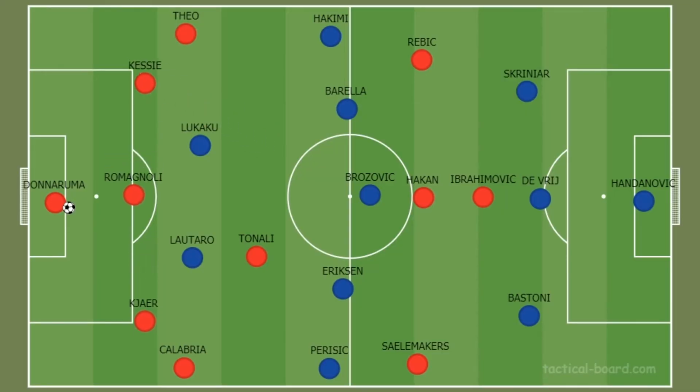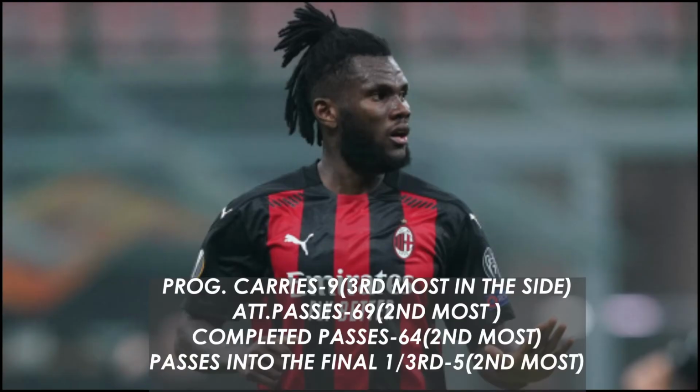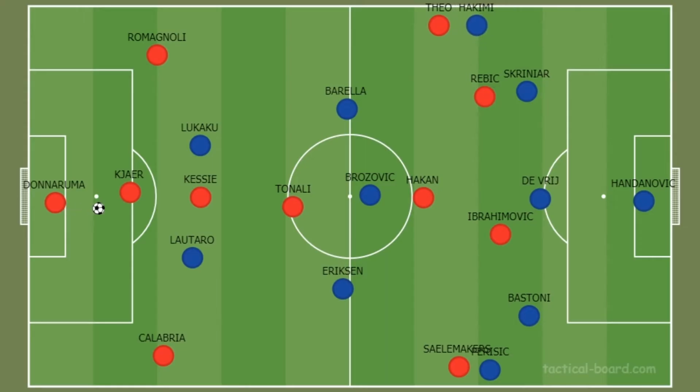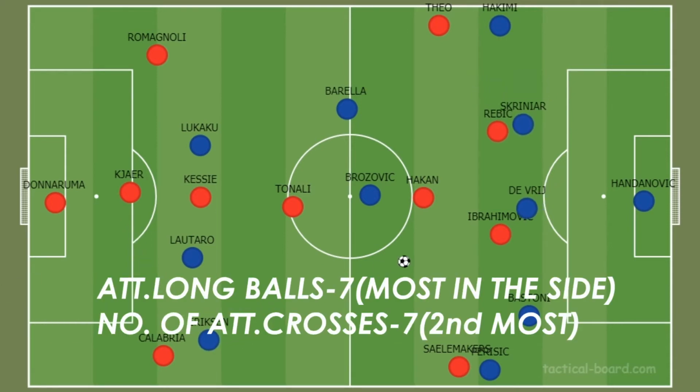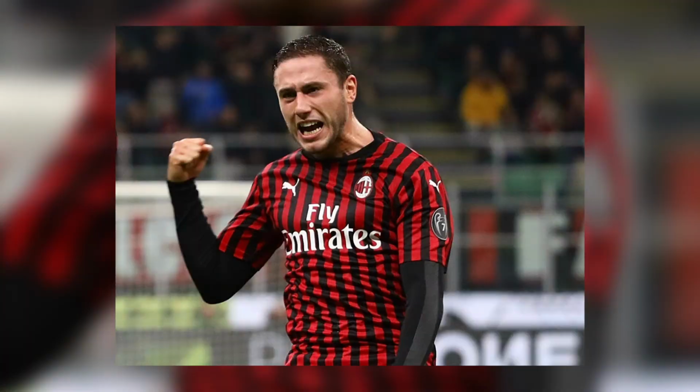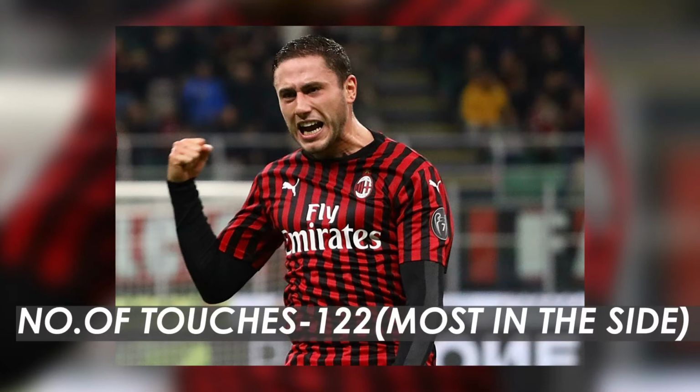Alternatively, Kessie and sometimes Tonali would drop deep to have more time on the ball, and Calabria would push up like a regular fullback. Kessie had the third most progressive carries and attempted the second most passes with 69. Calabria would look to play long balls, hoping to connect with Ibra. He attempted the most long balls in the Milan side. Calabria was also key to circulating the ball and delivering service for the attackers, as he had the most touches in the Milan side and attempted the second most crosses when he did attack forward.